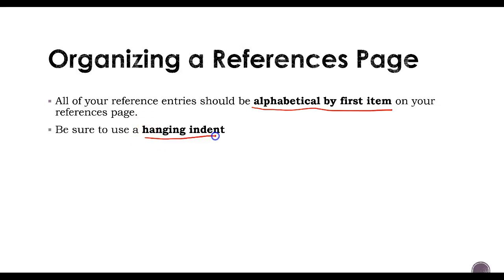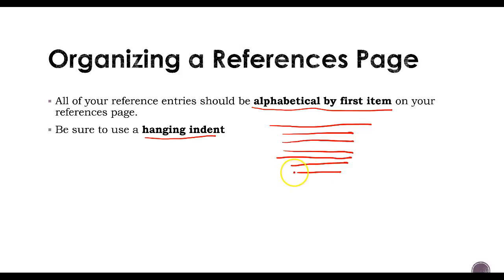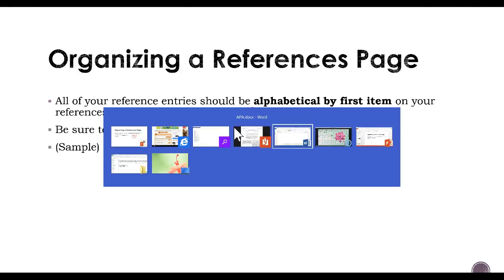Also use a hanging indent. In a hanging indent, you keep the first line all the way to the left, and every other line gets indented a full tab space. And then your next entry would start there, and you have an indent here. So you want to make sure you use your hanging indent as well. So let's take a quick look at a sample.